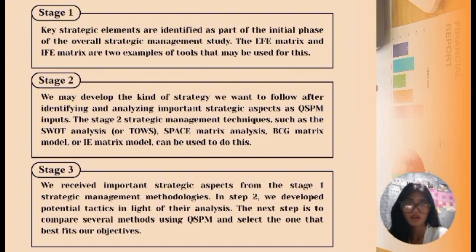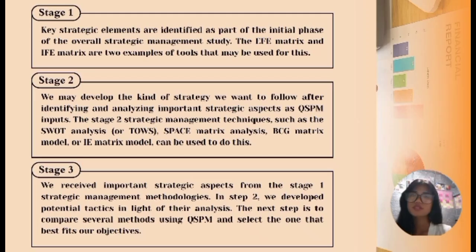In QSPM, there are 3 steps of the analytical framework for strategy formulation, where the QSPM methodology seeks to objectively choose the optimum plan. These are the 3 stages in QSPM. Let's start with stage 1, identify strategic factors. The business first identifies the important factors that affect the business. So they use the IFE matrix and the EFE matrix.